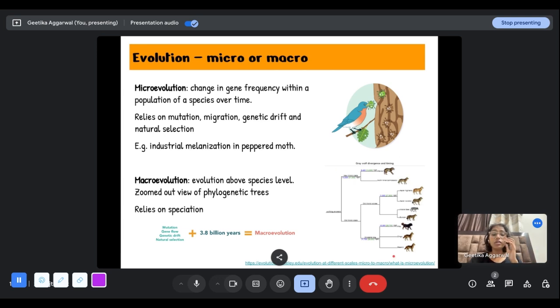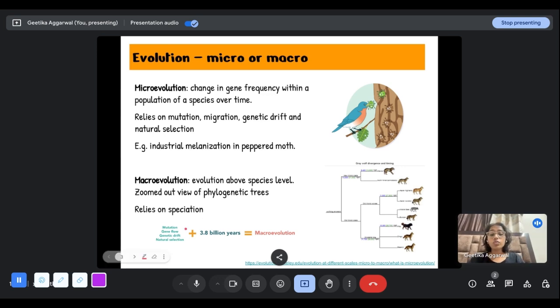If you take a zoomed out view and you see how the entire family of wolves have evolved over time, then that is called macroevolution, because here you're going beyond the level of species. And this mostly relies on speciation, where one species eventually evolves into two different species.